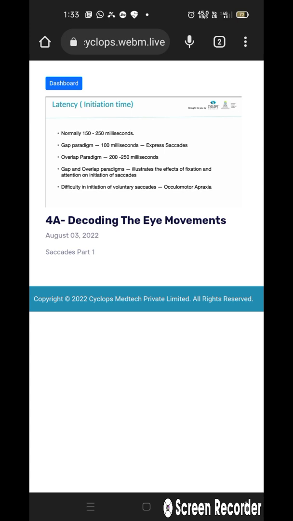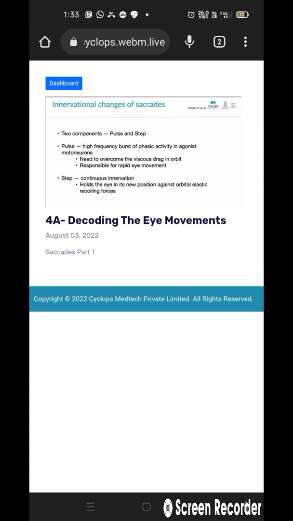So till now we have seen 4 clinical conditions particularly: slow saccades in spinocerebellar ataxia type 2, dysmetric saccades with normal velocity in spinocerebellar ataxia type 6, saccadic hypermetria in cerebellar lesions, and difficulty in initiation of the voluntary saccades in oculomotor apraxia. Now, coming on to the innervational changes of saccades. For every saccade, there will be 2 components. The first one is the pulse, the second one is the step.